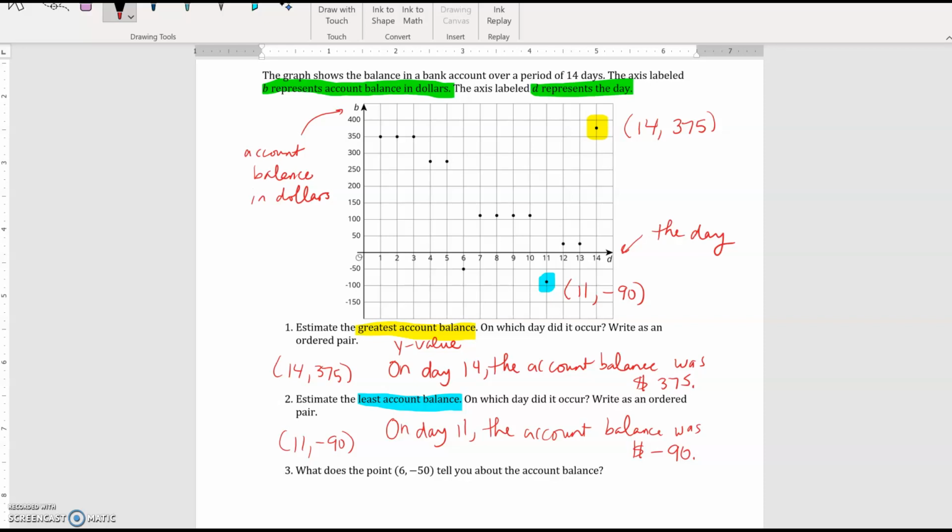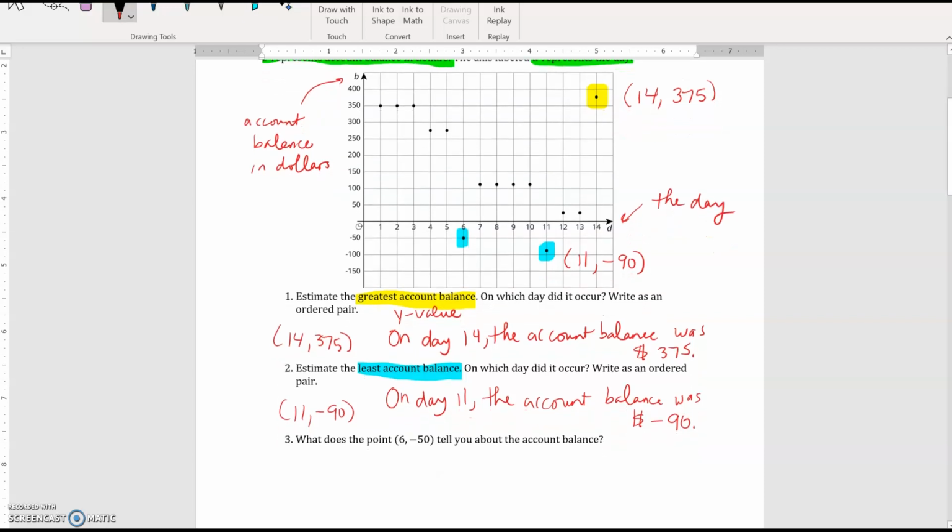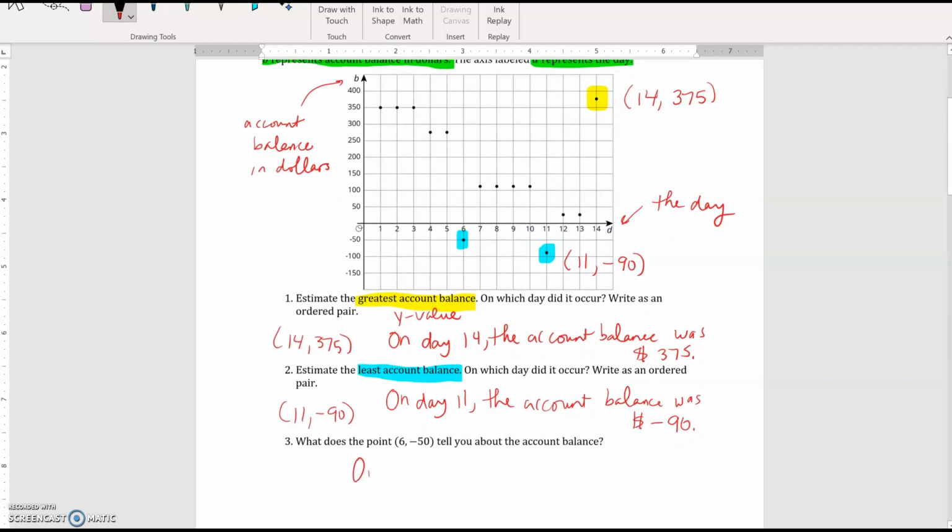Using that thinking, I want you now to do the last question, 3, by yourself. What does the point (6, -50) mean about the account balance? This point right here on the graph. Pause here just to think, and then we're going to continue when we go over the answer. Alright, so if I was going to interpret that, I would write on day 6, the account balance was negative $50.